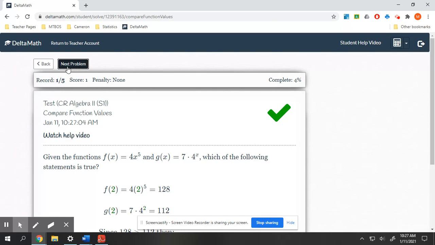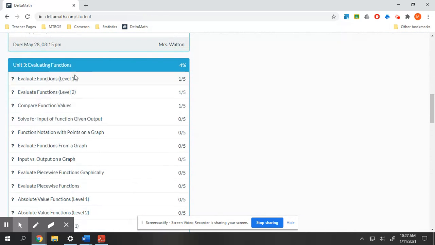And there you go. So you should have plenty of information to do these first three, evaluating functions, levels 1 and 2, and then finally comparing function values.